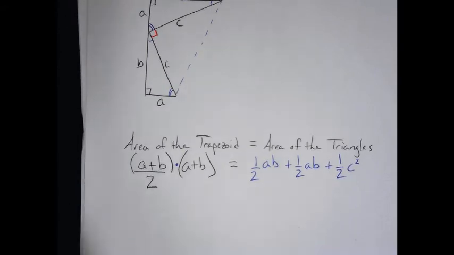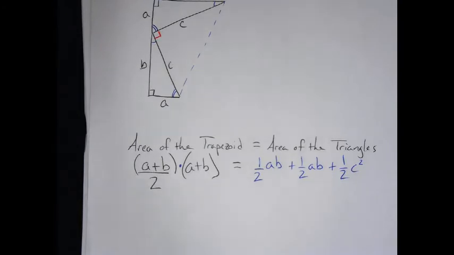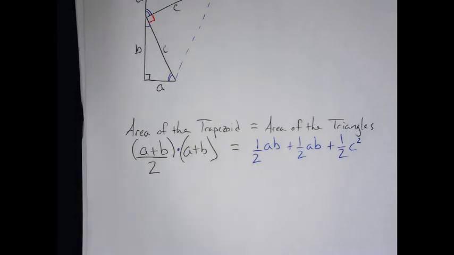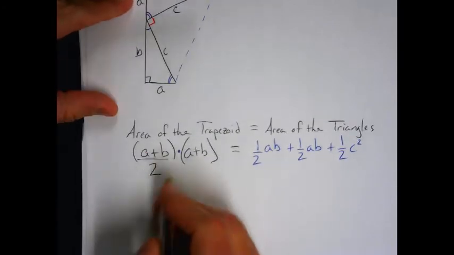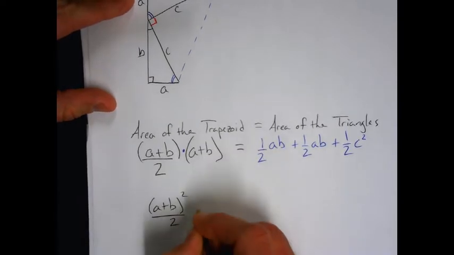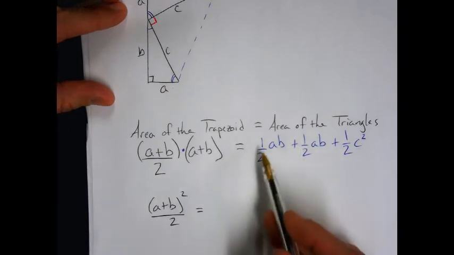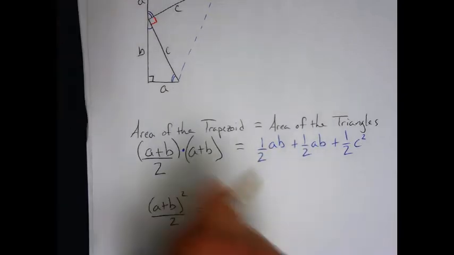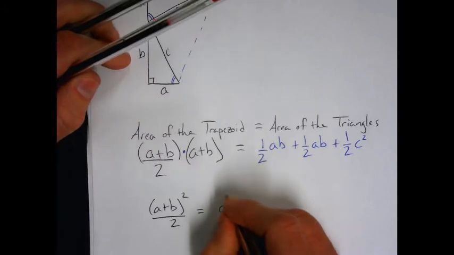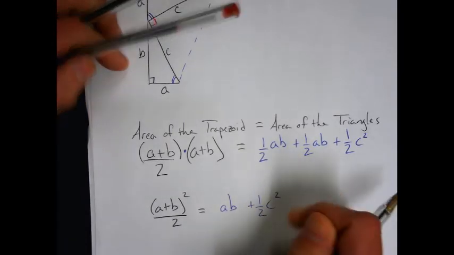The area of the big trapezoid being equal to the area of the three triangles. Now what we're going to do is some magical algebra. Yes! So let's take a look at the left side. We have A plus B times A plus B, also known as A plus B squared, over 2. That's going to be equal to, now, what's 1/2 AB plus half AB? That's a whole AB. And then we're going to add to it 1/2 of C squared. Well, that's interesting. That's an algebraic fact.